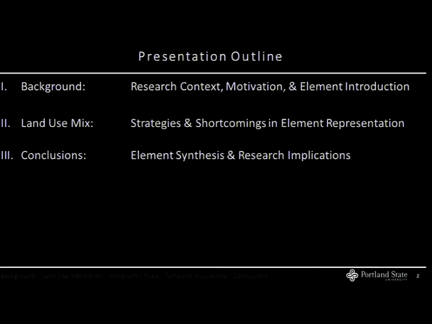Okay, so an overview of the presentation before I delve into it: I'm just going to give some background, which will include the research context and the motivation behind looking at land use mix and active travel. Then I divide this concept of land use mix into 3 different elements, and I'll go through each of those elements. Then I'll provide some discussion on the strategies that have been provided in the literature representing these different elements of land use mix, some of the shortcomings, both theoretical and methodological, with representing these, and then finally some conclusions, where I'll synthesize these elements and then provide some implications, perhaps going forward with this research.